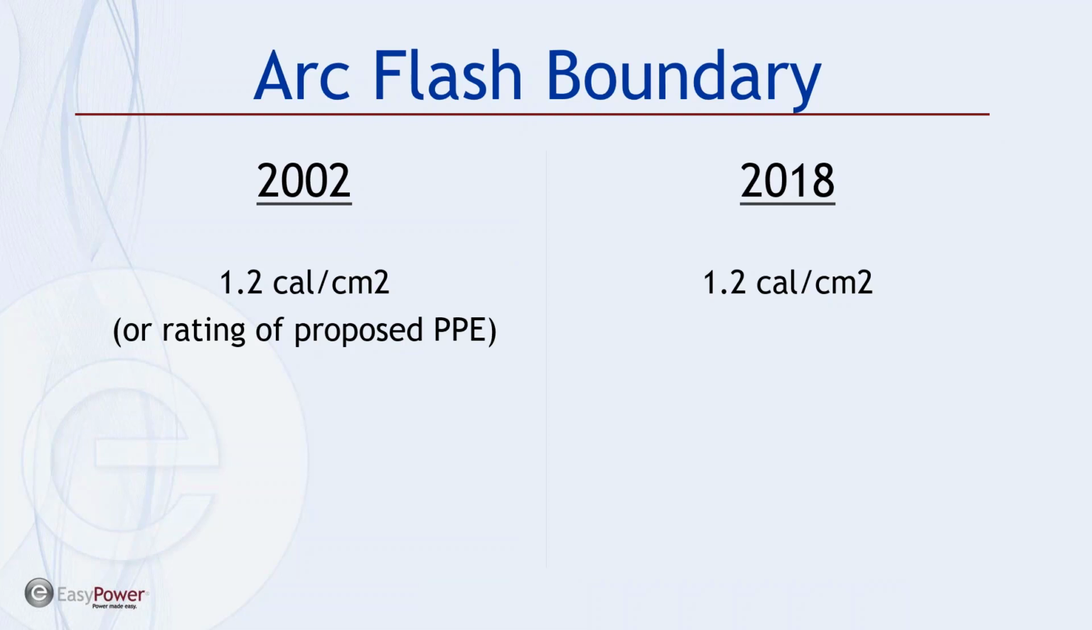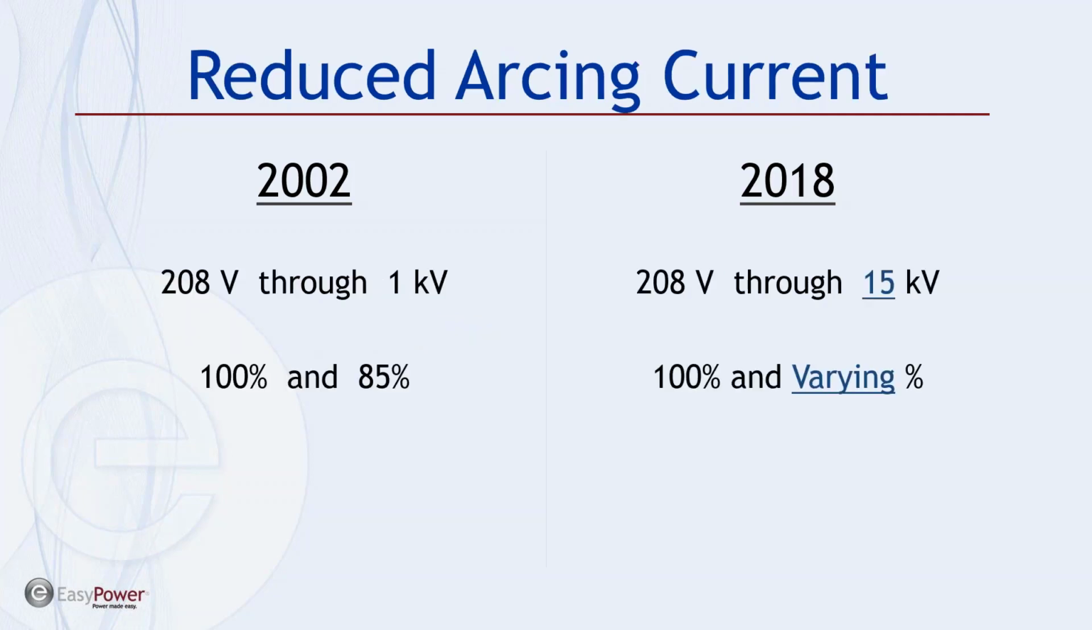In the 2002 standard, there was the ability to determine the arc flash boundary based upon a predetermined level of PPE. I never actually saw anyone using that feature, but in the 2018 version, it is defined as standard at 1.2 calories per square centimeter. So there's no adjustment factor allowed as there was in the 2002 version.